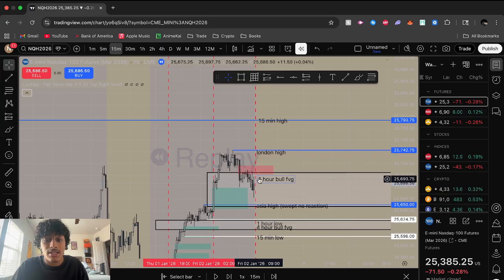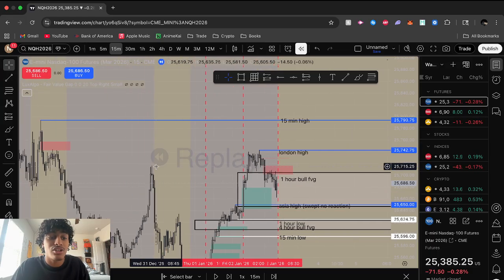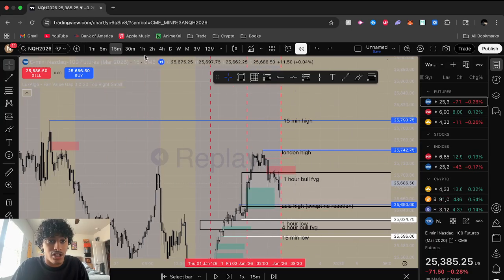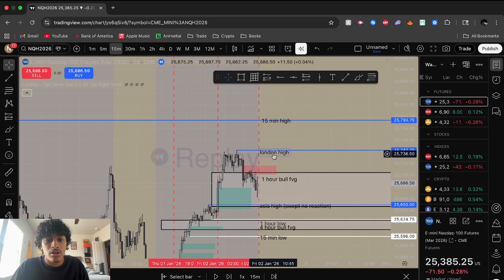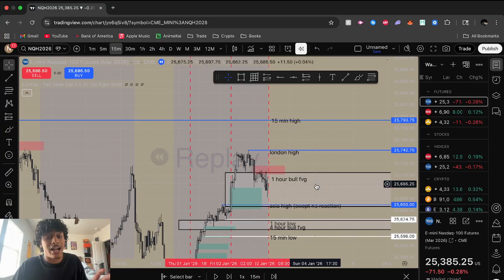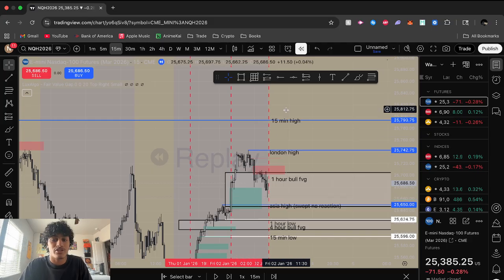So you're not really mirroring your bias. I'm not necessarily bullish on the day. I'm bullish until we take out this London high and get a reaction, or we take out this 15-minute high and get a reaction. It could even be an hourly high, something like that. This is not an hourly high. This is a 15-minute high. So I'm bullish until we take out this, and then I turn bearish once we get a sweep of this liquidity up here, right?